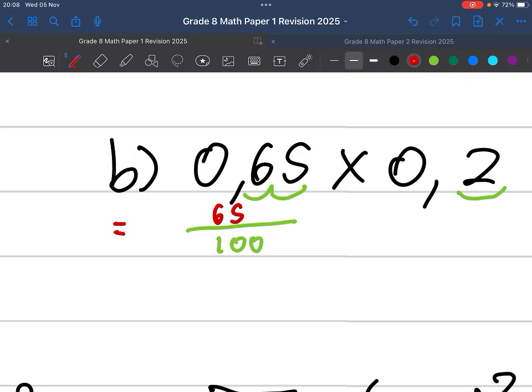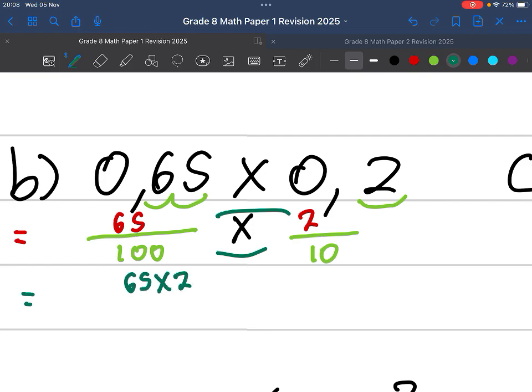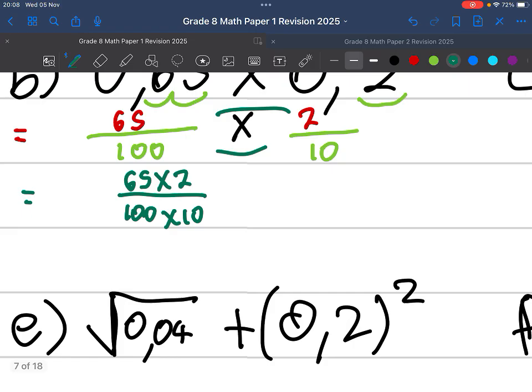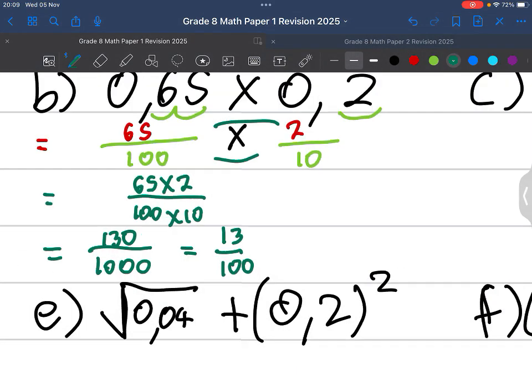So 65 over 100 times 0,2 has 1 decimal. So 10, and the number is 2. Multiply straight across equals 65 times 2 over 100 times 10. And that'll work out to 130 over 1,000. If you put that into your calculator, it'll simplify for you. 130 over 1,000 works out to 13 over 100. And you can write that as your final answer.